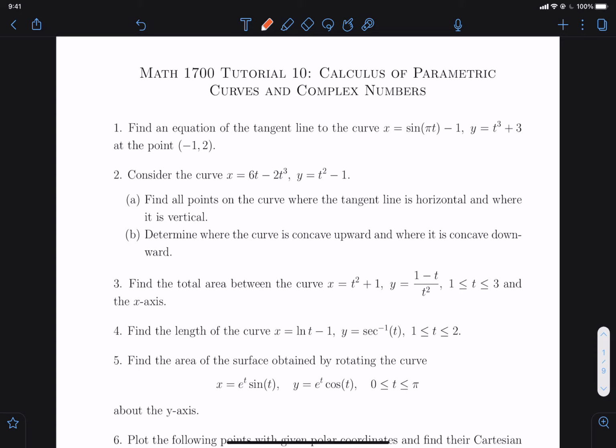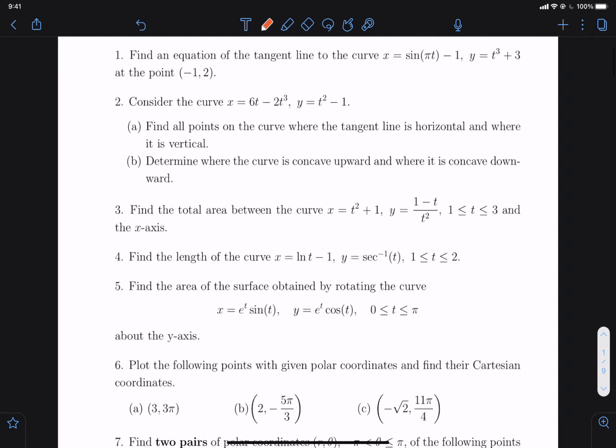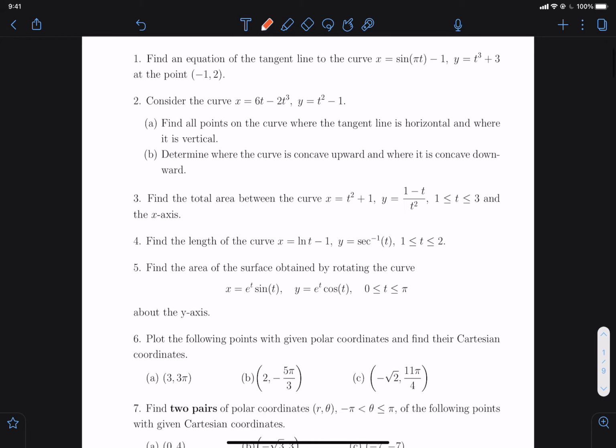Okay, so today we're gonna work on worksheet number 10 about calculus of parametric curves and complex numbers. We have 7 questions here. That's a lot to do, so let's go over them one by one.